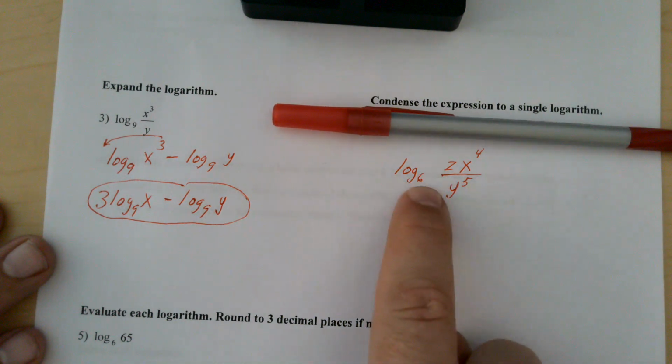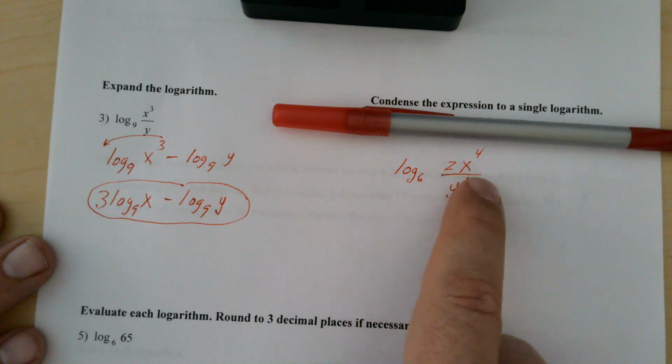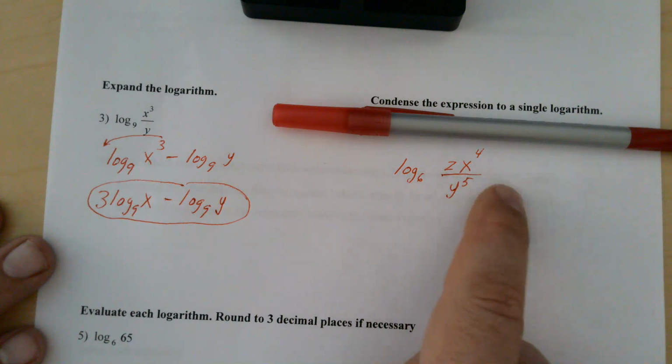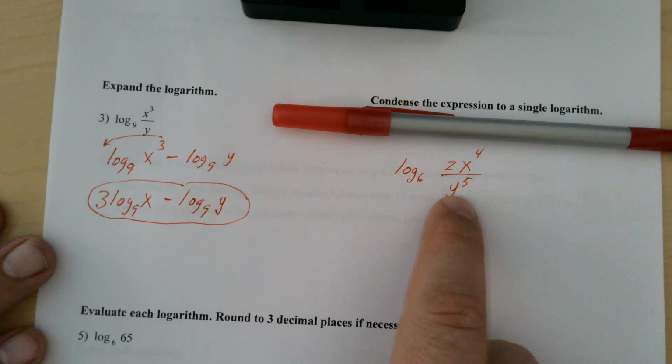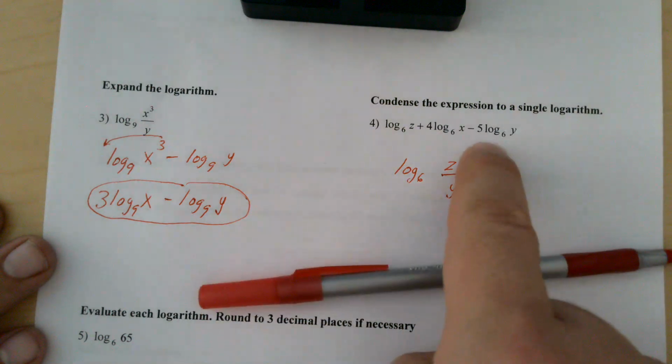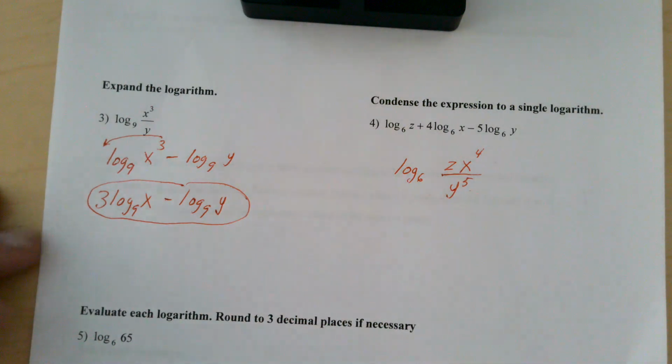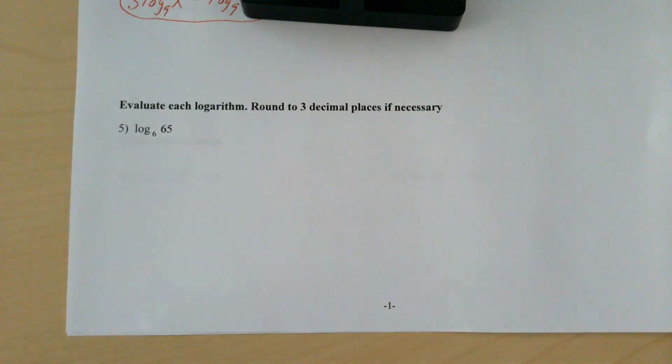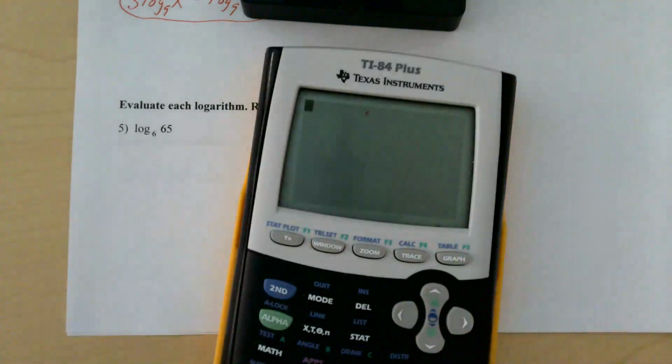Okay, log base 6 of z plus 4 log base 6 of x minus 5 log base 6 of y. You would get back to exactly this. Okay, so then you will have a section where nobody in here should get wrong because I'm allowing you to use a calculator. Okay, so we learned that the calculators can do logs.